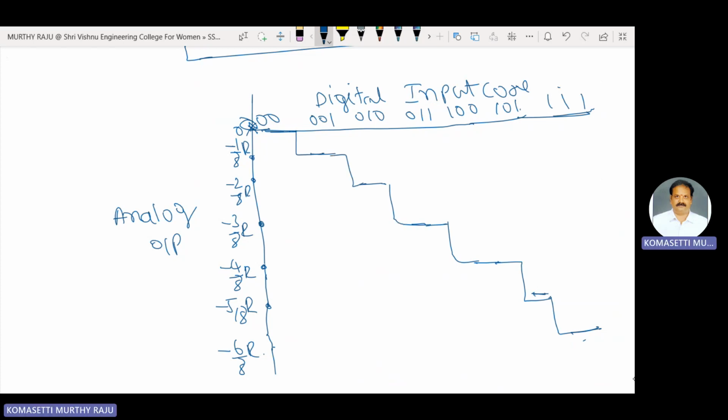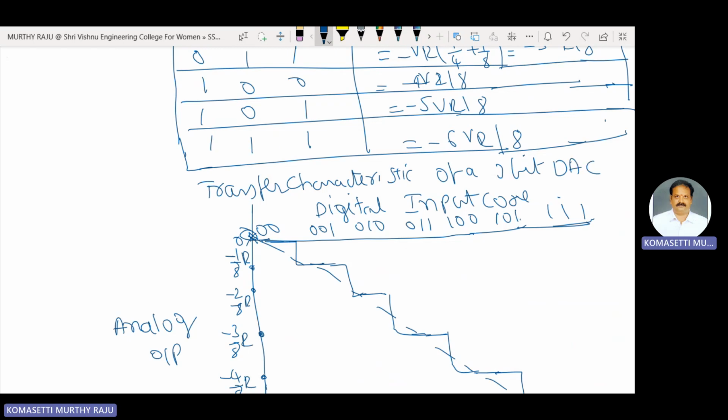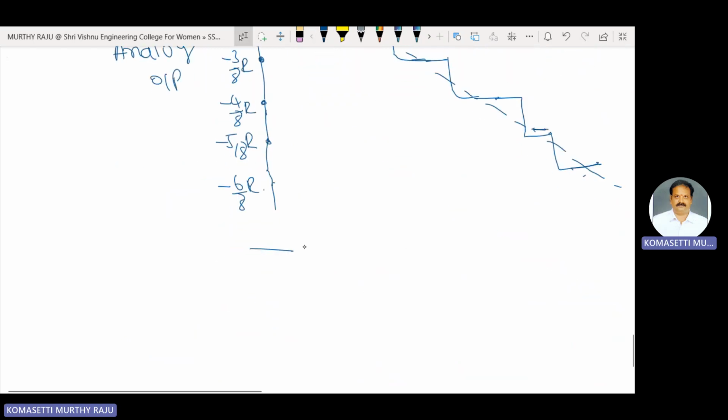Like that. This is a waveform, a straight line like that. This is the transfer characteristic of a 3-bit DAC, digital to analog converter. With this, the analysis is complete.